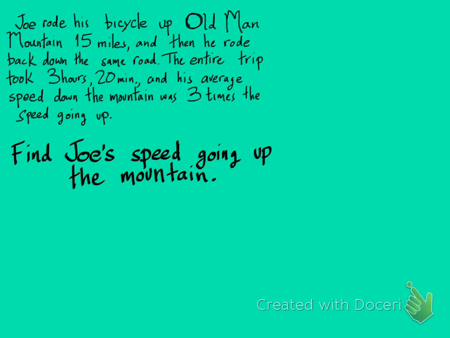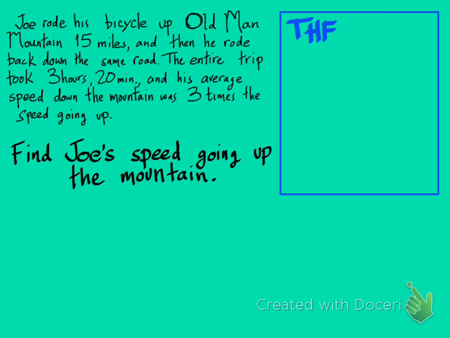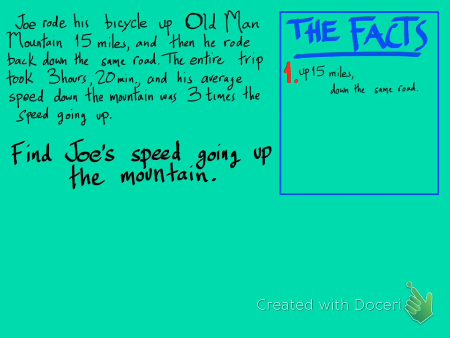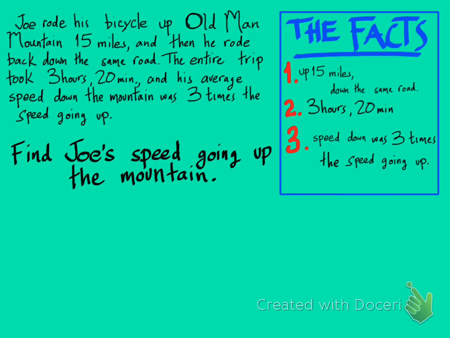Okay, so anytime you're presented with a word problem, one of the first things to do, after you've read it very carefully, is to try and ascertain the important facts of the problem. First fact here is that it was 15 miles up the road and down the same road. So the fact that he goes up and down the same road is important because it's the same distance. The next fact is that the entire trip took 3 hours and 20 minutes. That will help us. So the total time, 3 hours and 20 minutes. The next fact is that the speed going down was 3 times the speed going up. That sort of makes sense. And so it's a nice multiplier there to deal with.